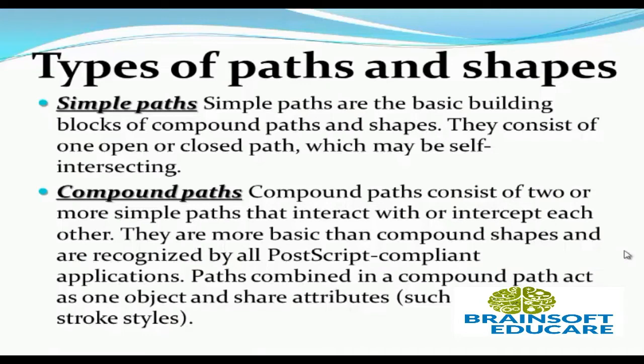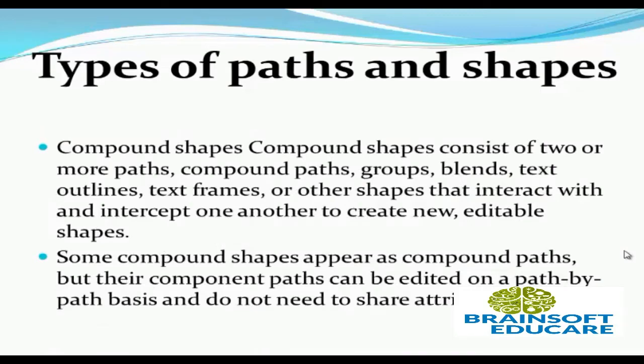Paths combined in a compound path act as one object and share attributes. Compound shapes consist of two or more paths, compound paths, groups, blends, text outlines, text frames, or other shapes that interact with and intersect one another to create new editable shapes. Some compound shapes appear as compound paths, but their component paths can be edited path by path and do not need to share attributes.